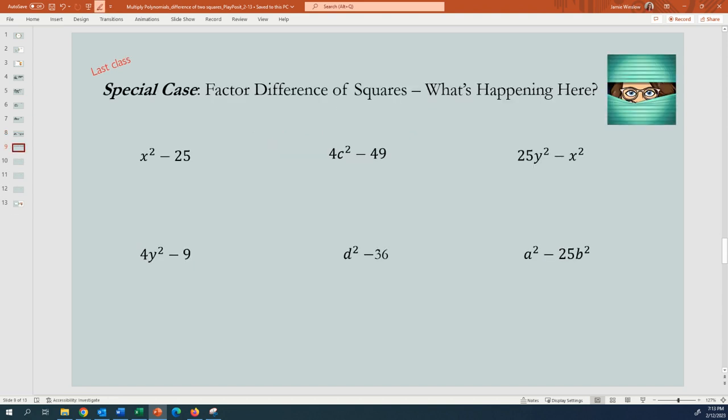And we're going to talk about special cases. So factoring the difference of squares. So remember the goal for factoring. When you factor something, you want it to look like this.